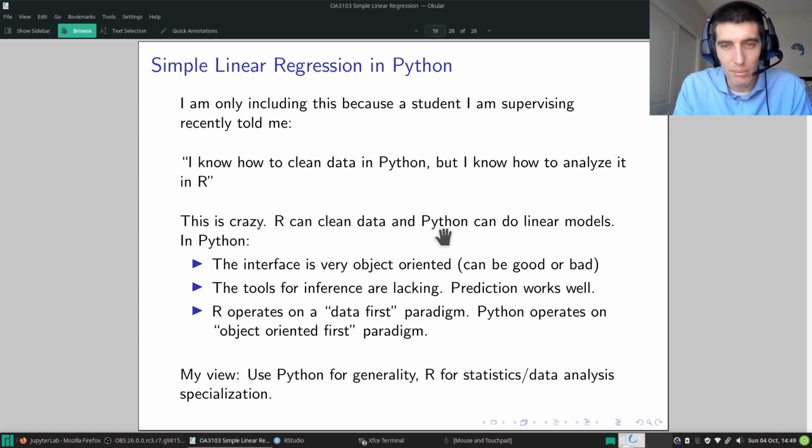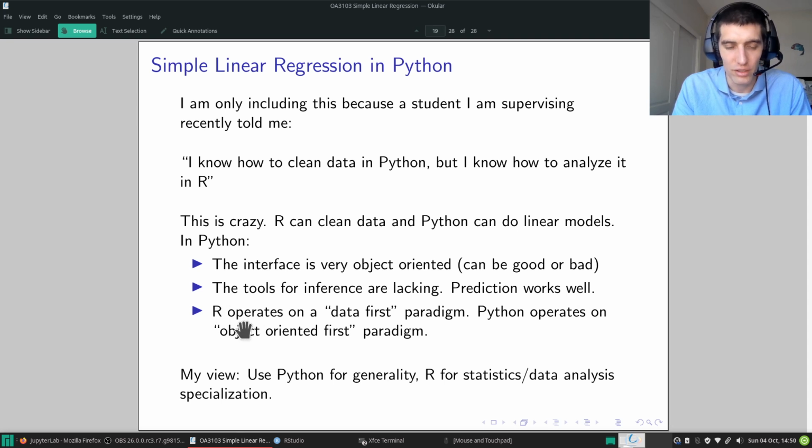But if you're working in Python, Python can do linear models. The interface is object-oriented, so if you're very comfortable with object-oriented interfaces where you do object dot something, that's what you're going to see if you're doing linear models in Python. In general, the tools for inference are fewer, because people who work in Python tend to be more computer scientists and less statisticians. But prediction often works very well. The machine learning community really likes Python.